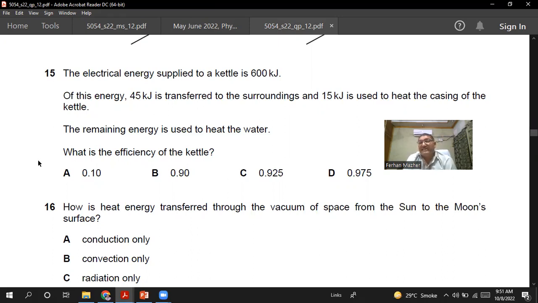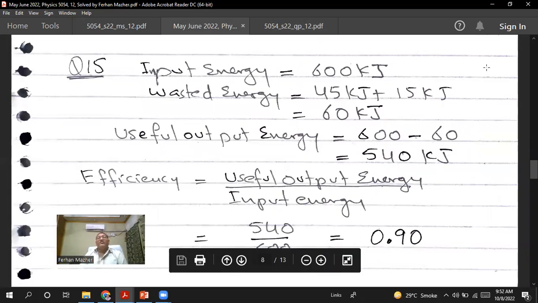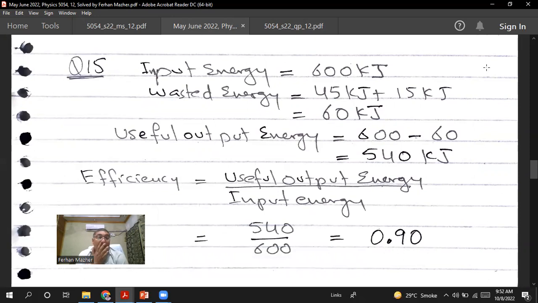You see, the total input energy is 600 kilojoules. The wasted energies are 45 kilojoules and 15 kilojoules. The remaining energy is actually used to heat the water. So the useful energy will be 600 kilojoules minus 45 kilojoules minus 15 kilojoules. The efficiency is useful output energy divided by the total input energy multiplied by 100. So let me show you. Okay. So the input energy is 600 kilojoules. The wasted energy is 45 kilojoules plus 15 kilojoules. That will be 60 kilojoules. So the useful output energy will be 600 minus the wasted energy.